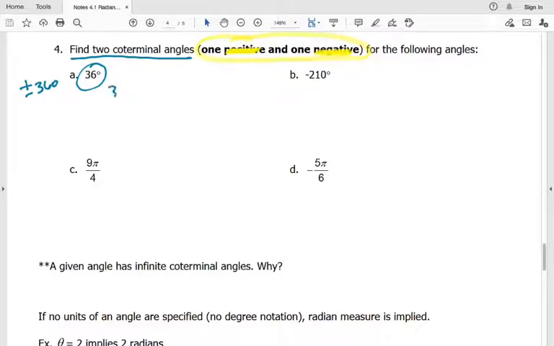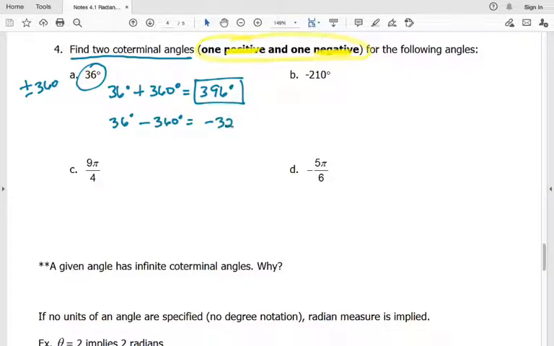So I can do 36 degrees plus 360 degrees, and that would equal 396 degrees. That would be a positive coterminal angle, one of many. If I wanted to get a negative, I could subtract 360 degrees. So 36 minus 360 would be negative 324 degrees. That gave me a negative value when I subtracted, so I can stop right there. I have 1 positive and 1 negative.